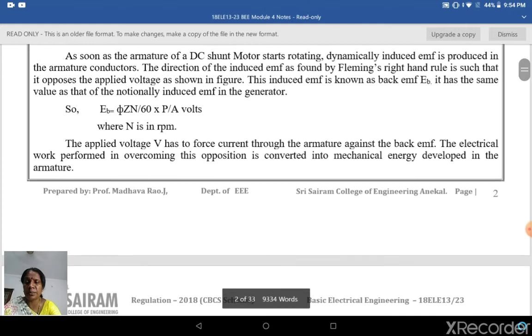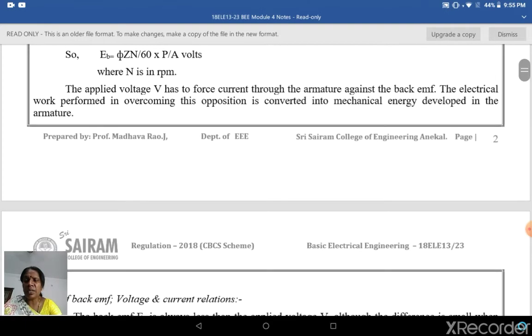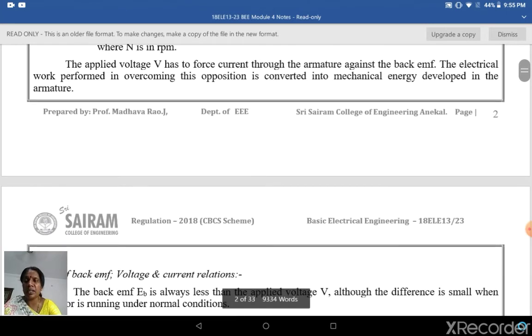The EMF equation gives the back EMF as phi Z N by 60 into P by A volts. The applied voltage V has to force current through the armature against the back EMF. The electrical work performed in overcoming this opposition is converted into mechanical energy and developed in the armature.